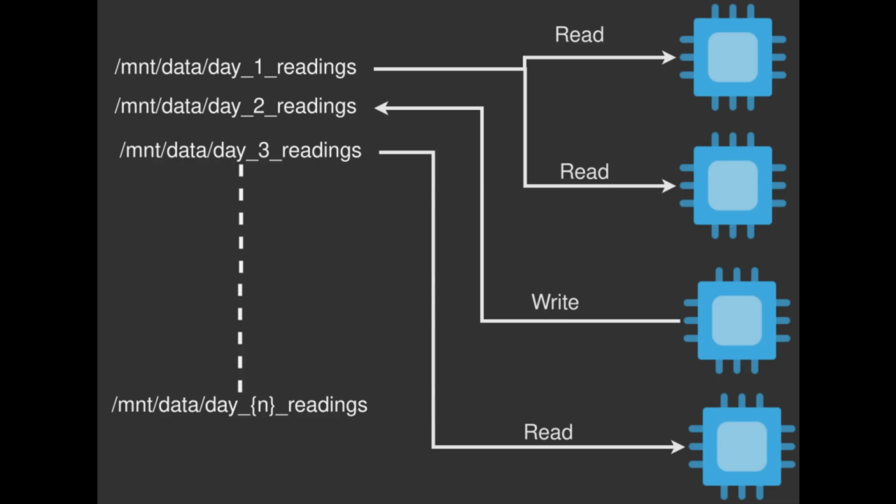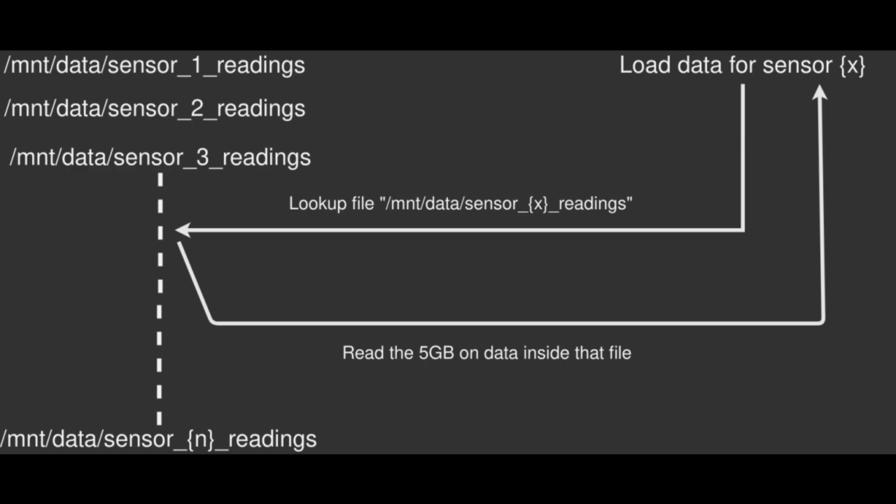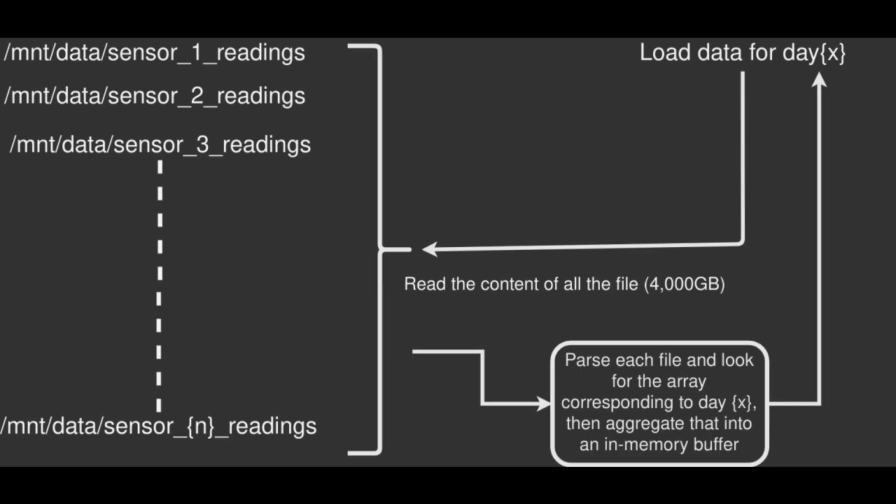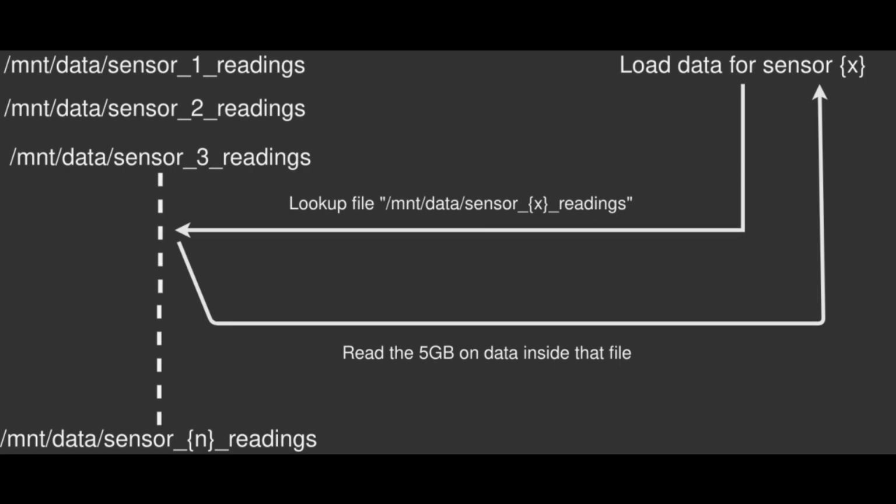Alternative methods of storage to this would be one file per sensor. This means that loading up the data for a single sensor into memory is quite fast, but loading up the data for all sensors during a specific day requires us to read through all those 10 terabytes of data. The files are also quite small at only 5 gigabytes each, so we can load them up onto smaller machines, and we can write data for other sensors into their own files in parallel with reading data from the file we care about.